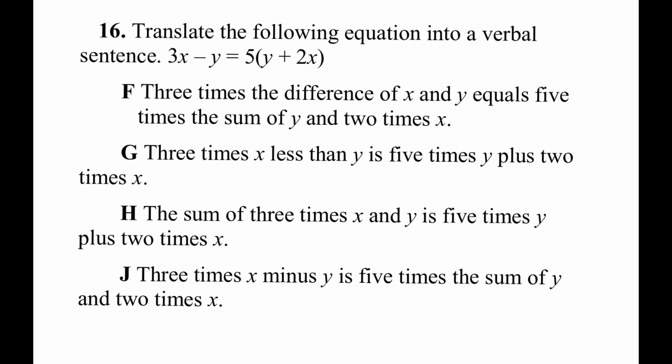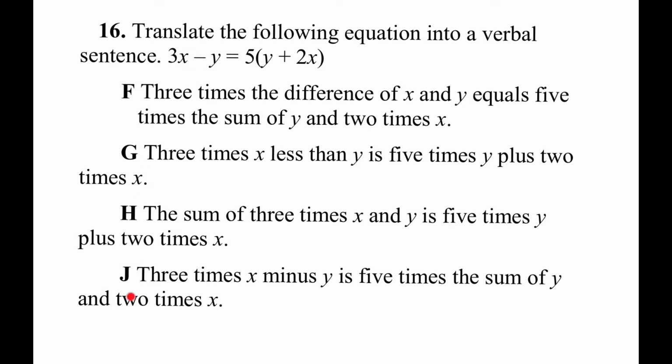Number 16. Translate the following equation into a verbal sentence. Now we do have an equation, 3x minus y equals 5 times the quantity of y plus 2x. Remember, parentheses with a plus inside the parentheses, you guys can use the word the sum. So just keep that in mind. Maybe they're using that. We do have 5 times here. And here, we also have to be careful because there's a minus. So we can use less than, we can use the difference, we can use subtraction. There are many ways you guys can do this.